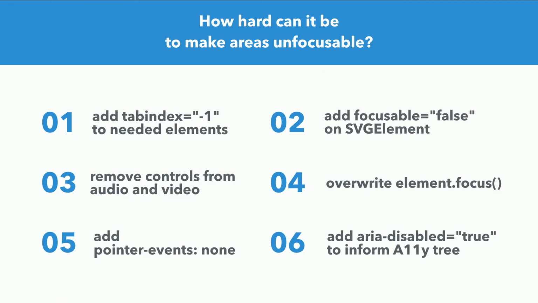Well, you have to add tabindex -1 to all the needed elements. You have to set focusable false, remove controls from audio, override element focus, right? So maybe something is hanging around. Add pointer-events none to everything, and then aria-disabled true, so that the accessibility tree and assistive technology know that the rest is not available anymore. This is a lot of work.